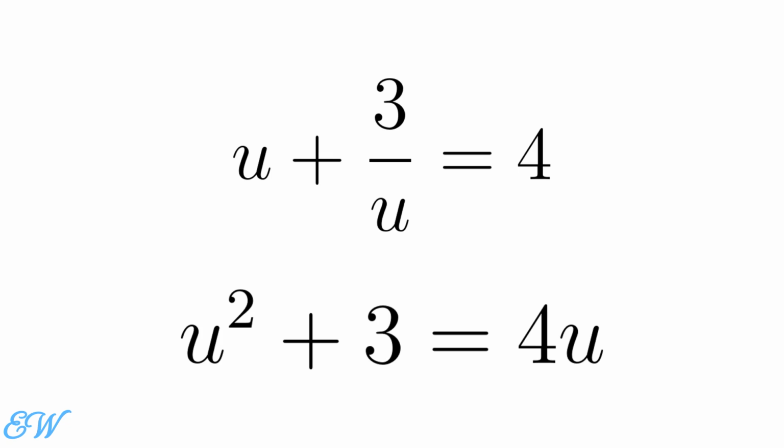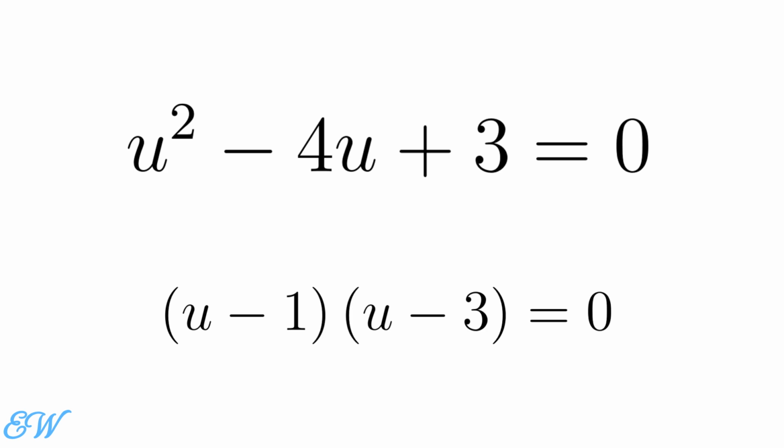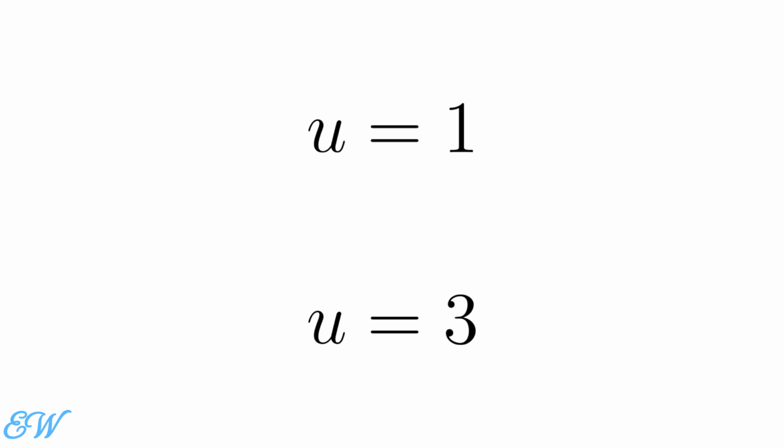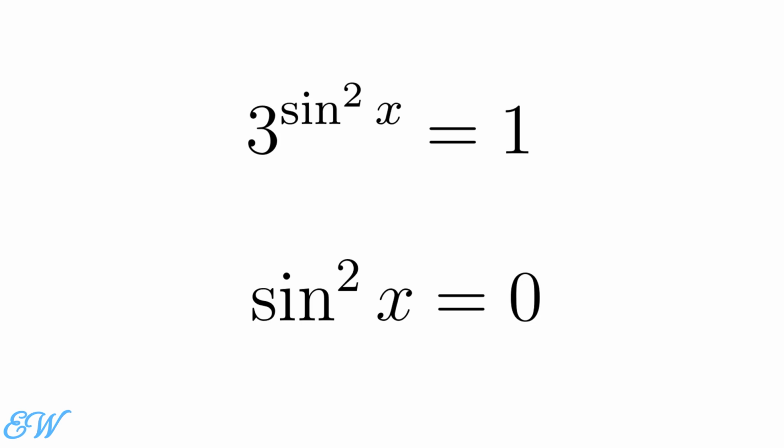And we can multiply both sides of this equation by u to get u squared plus 3 is equal to 4u. Now we can simplify this even further by subtracting 4u from both sides and getting u squared minus 4u plus 3 is equal to 0. And this is a factorable quadratic equation, which is really nice for us. So we can find some clean solutions to this equation. And once we factor it, we get u minus 1 times u minus 3 is equal to 0. From here, we get that two of our solutions for u are u is equal to 1 and u is equal to 3.